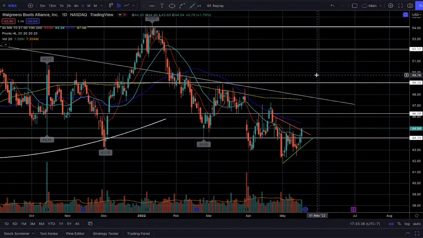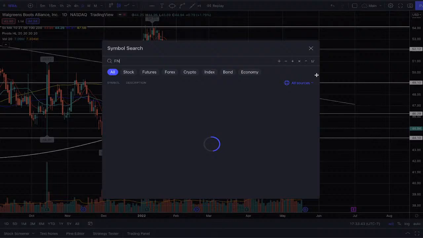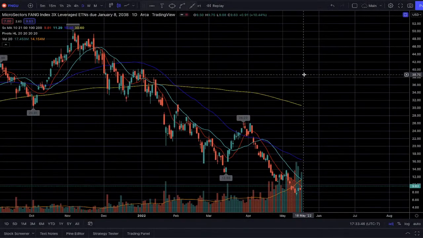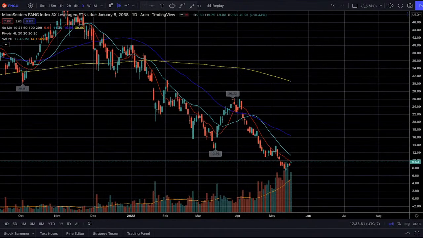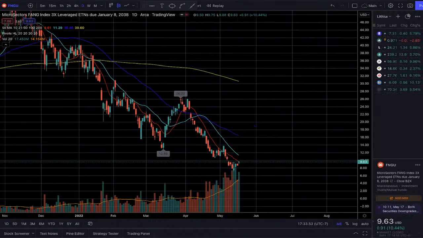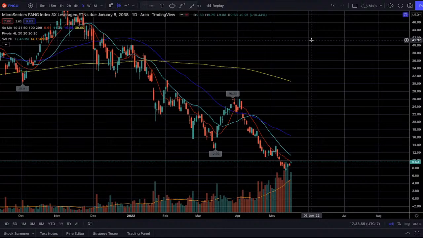Thoughts on FANG? Good question. Let's take a look at FNGU. This is a leveraged ETF. I believe this tracks tech if I'm not mistaken. Yeah, it's leveraged 3 times, and it tracks technology and consumer discretionary companies. So this is what I'm kind of looking at.